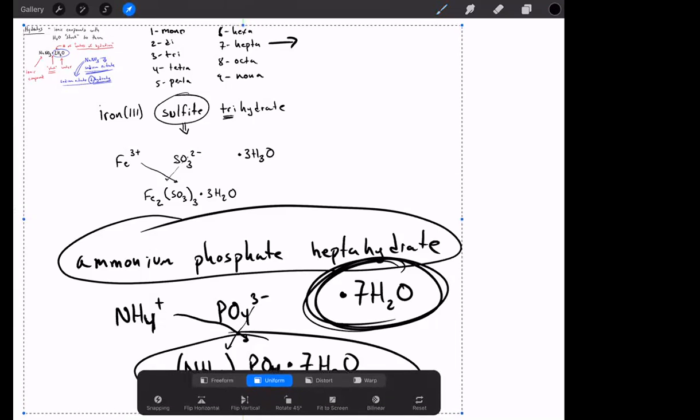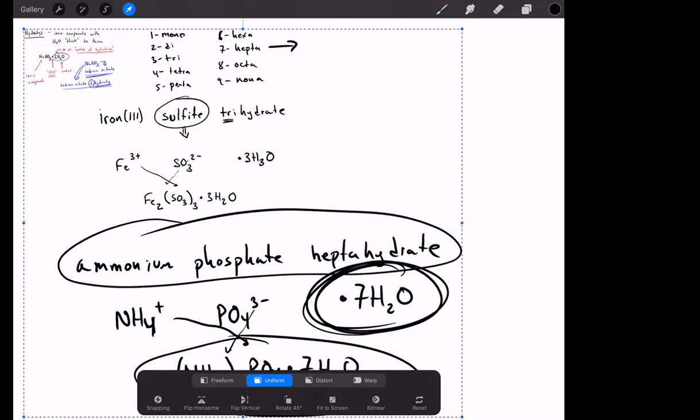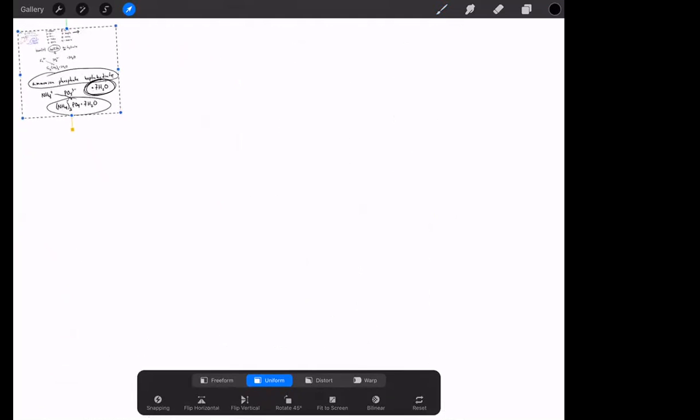Okay, and so that's it. That's it for hydrates. That's all there is to it. Again, the bottom line is figuring out the formulas of these polyatomic ions. You've got to know them. If you don't know them, you can't put any of this nomenclature together. Well, so why I said this was a good jumping point for binary molecular compounds is this.